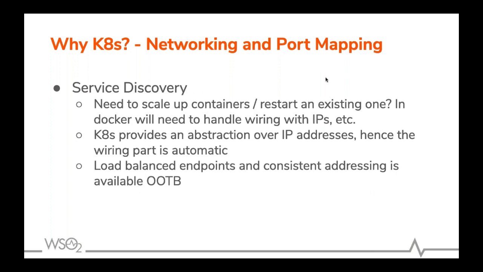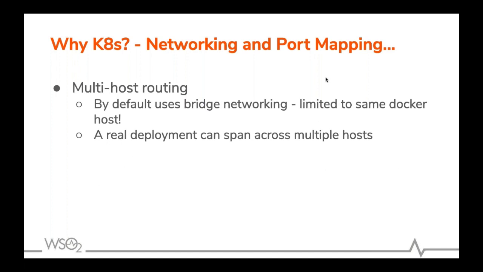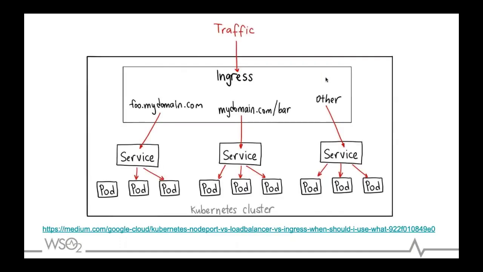And another concern is networking and port mapping. You will be able to get the services discovered via Kubernetes. Kubernetes provides an abstraction over IP addresses, hence the wiring part is automatic. So you can discover your services, and also you can have multi-host routing. By default, it uses bridge networking, so it is limited to the same Docker host. Now you can span your deployment across multiple hosts. This is a simple diagram which explains how you can expose your internal traffic to external. You can use an ingress, then all the external traffic can come to the internal, and finally it will come to your pods.